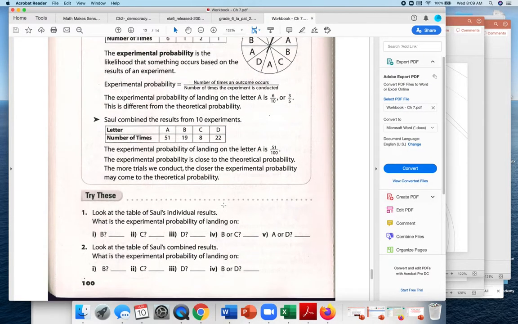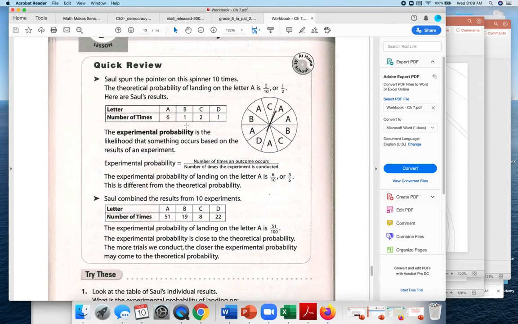So first of all, you need to use this information. Saul was doing this experiment with a spinner. Here is the theoretical probability of landing on any letter. When Saul spun it 10 times, landing on the letter A, let's see how many there are. 1, 2, 3, 4, 5. So 5 out of 10, or 1/2.